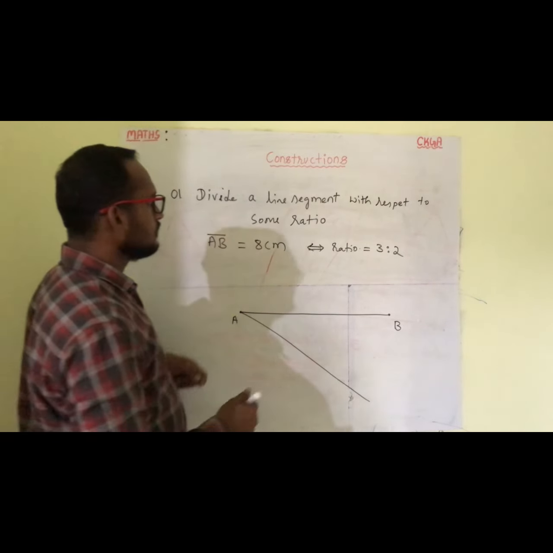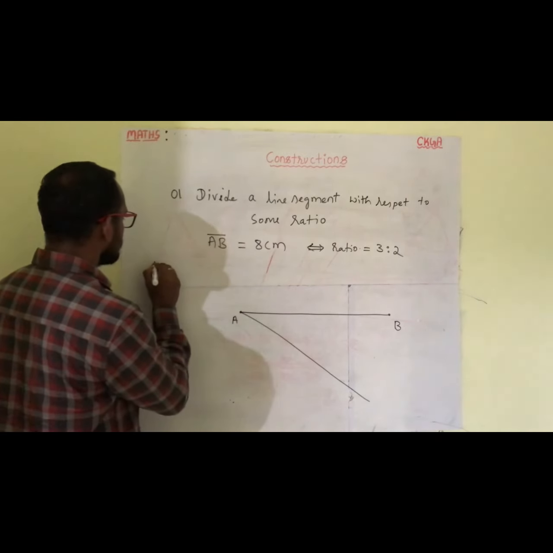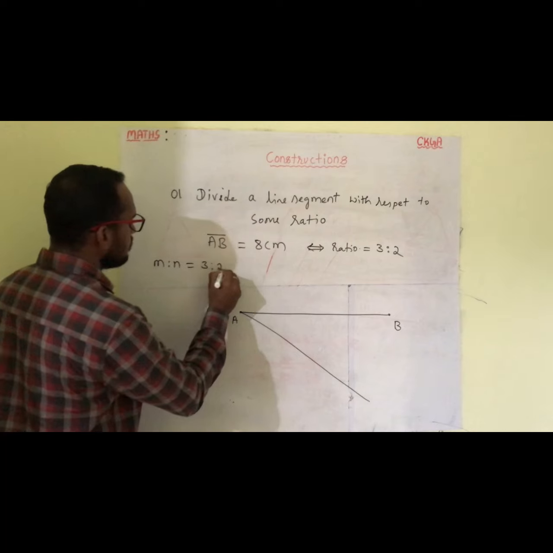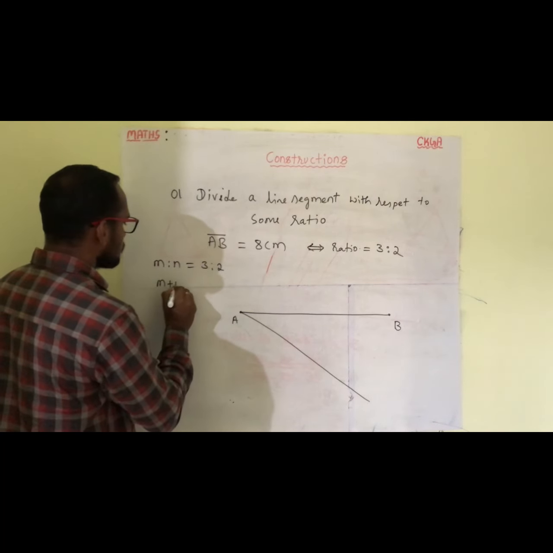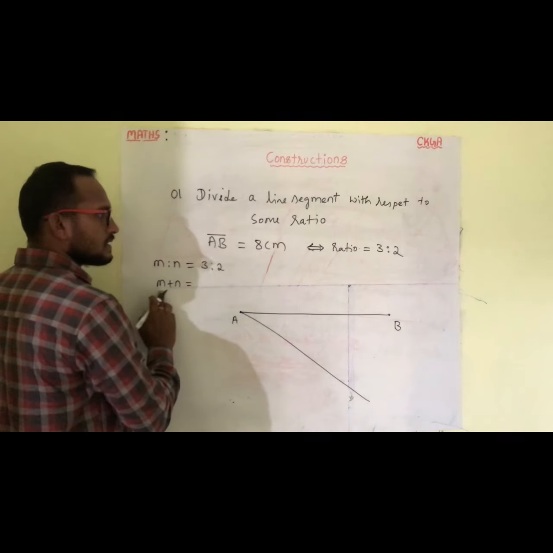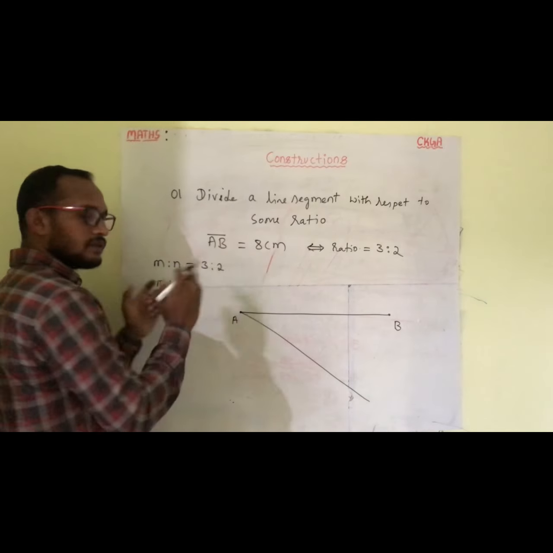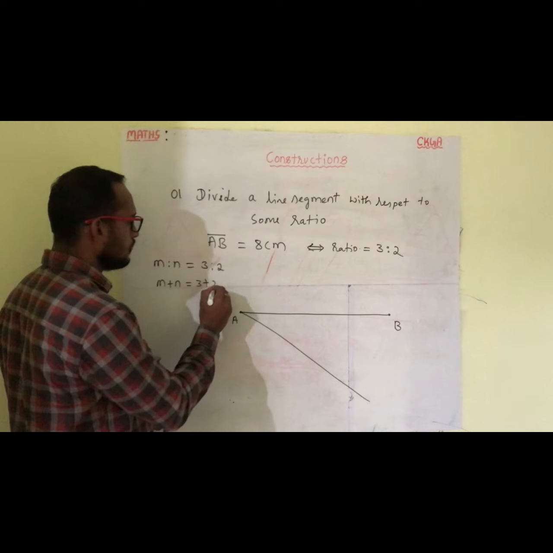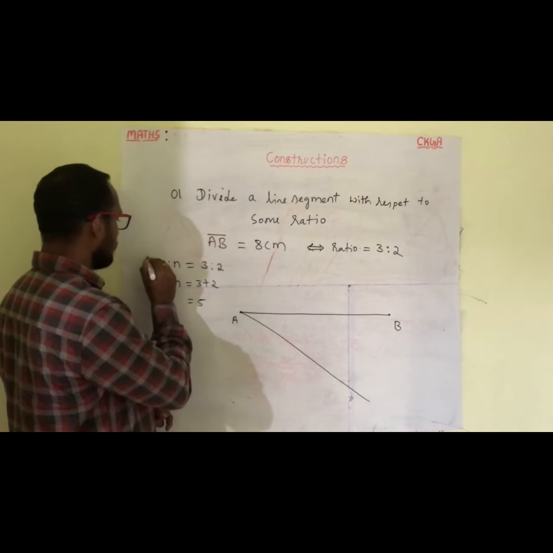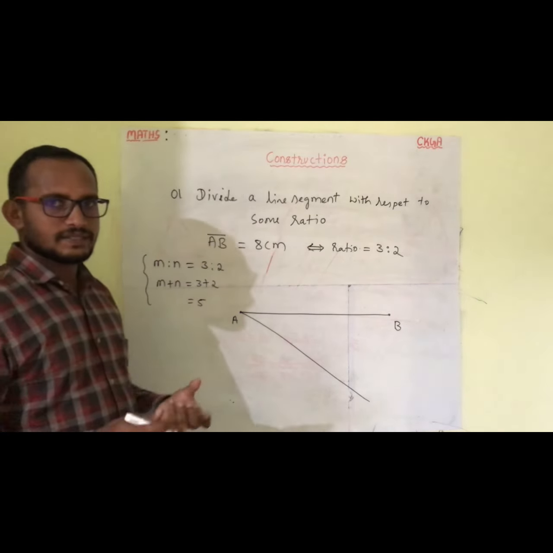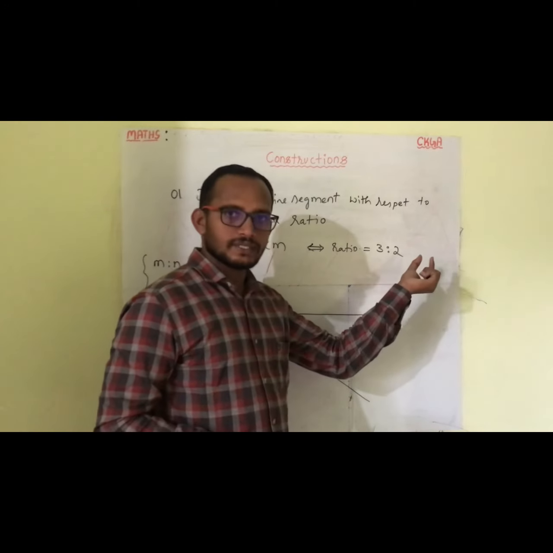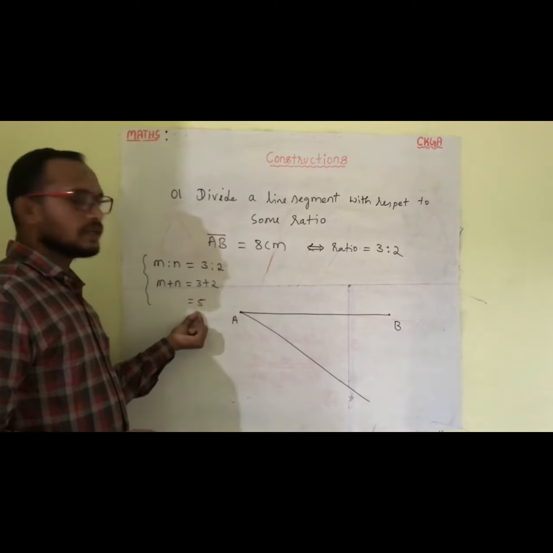After that, write the ratio here. I have used M:N. That is 3:2, which they have given. Just calculate M plus N, that is, add those values. Now 3 plus 2, that will be 5. I'm adding the ratio in the first part and the ratio in the second part. So just add them, you'll get 5 parts.